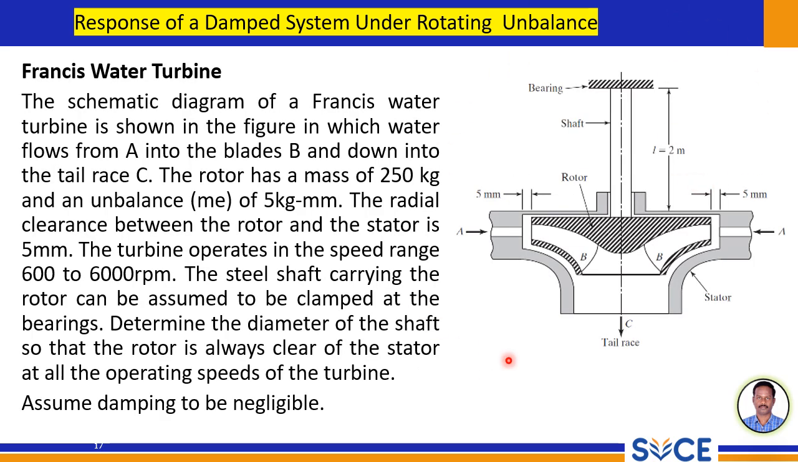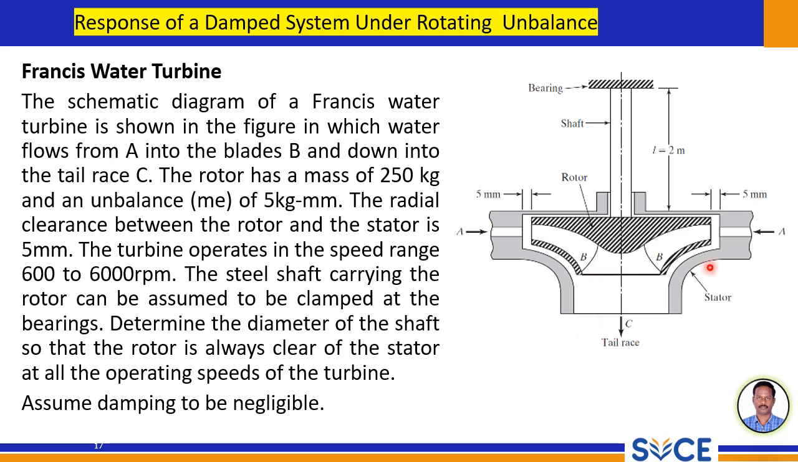Francis water turbines are essential for generating hydroelectric power. They convert the energy of flowing water into mechanical rotation. However, like any rotating machine, they are susceptible to vibrations caused by unbalance. This image presents a simplified schematic of a Francis turbine and poses a crucial design challenge. This diagram illustrates the key components: water flows from point A into the blade B, causing the rotor to spin. The water then exits at the tail race, point C.